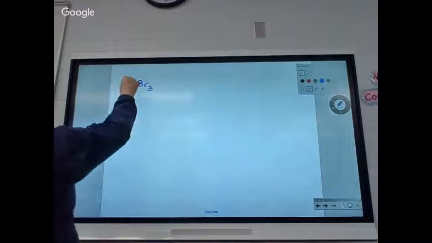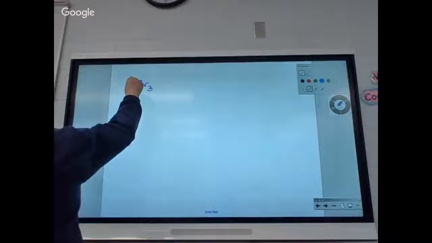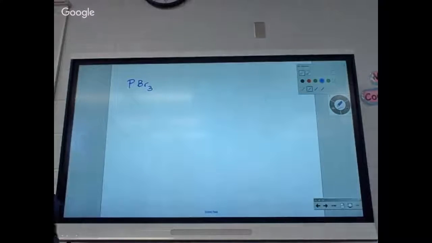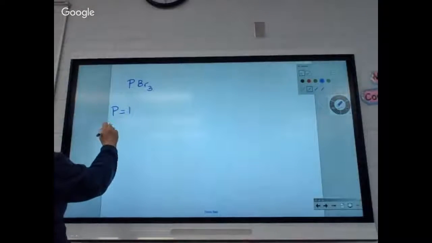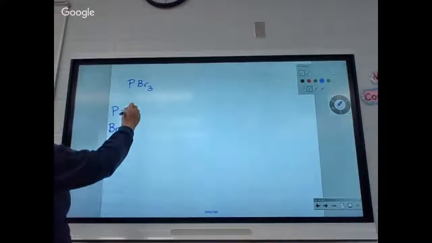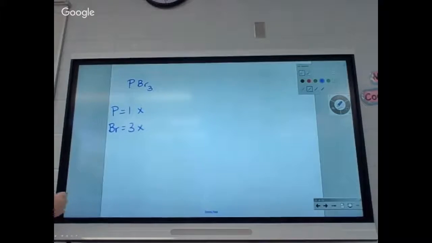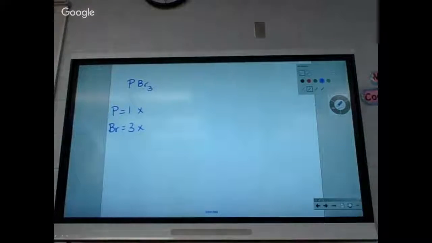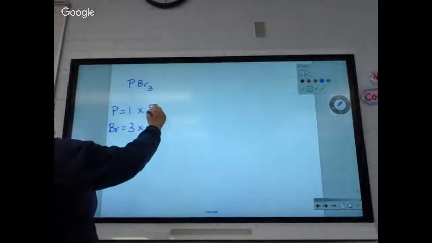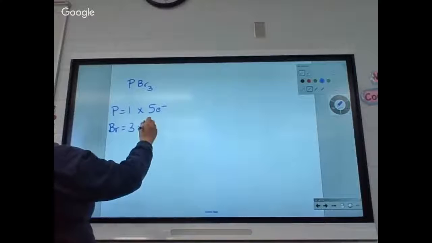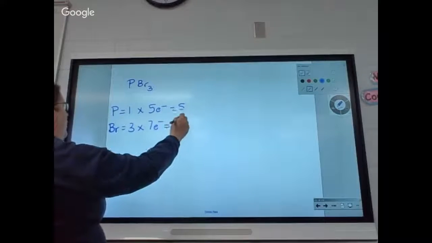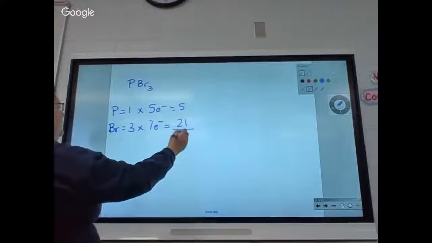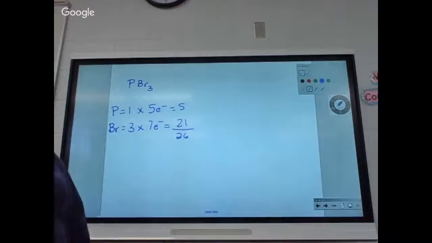All right, let's do PBr3. So PBr3. How many P's? 1. How many Br's? 3. All right. How many electrons in phosphorus's outer shell? 5. Okay. How many in bromine's outer shell? 7. So we get 5, we get 21, we get a grand total of 26. Very good.